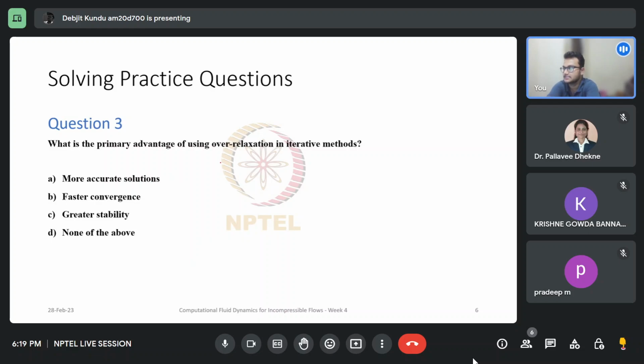So over relaxation is a technique quite widely used in CFD. It has some benefits. What is the primary benefit of using it? Is it option A, more accurate solutions, option B, faster convergence, option C, greater stability, or option D, none of the above? Take your time, there is no hurry. Try to think about it. What could be the primary advantage of using an over relaxation method?